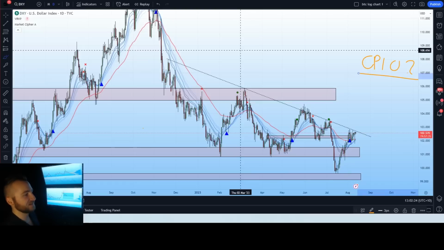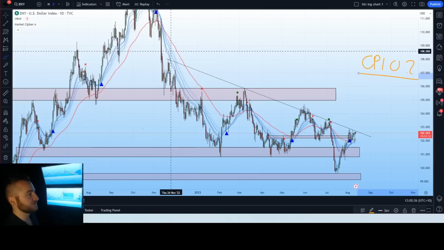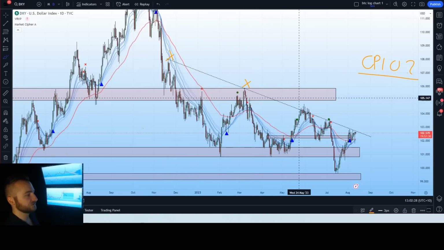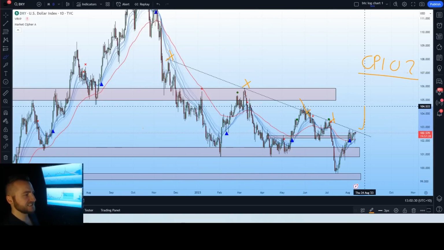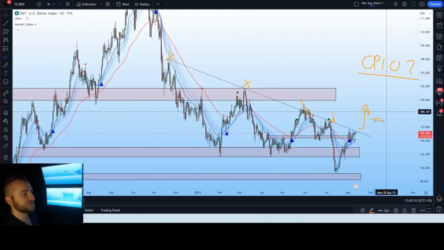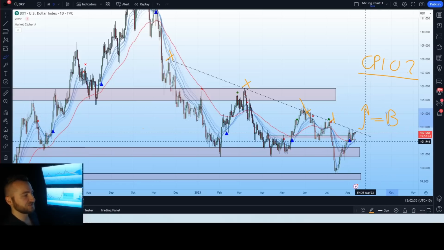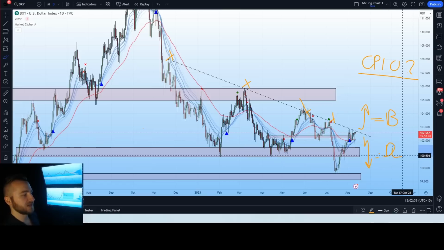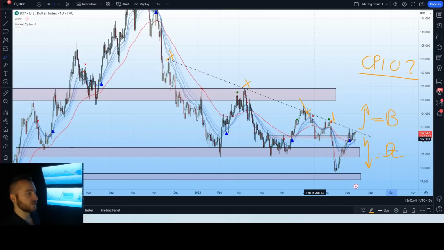Looking at the DXY, everything from a structural perspective remains. If we break above this downtrending resistance, we expect a continuation upwards, and that would be bearish for asset prices. If we see a break toward the downside, that will be bullish for our asset prices, so watch out for all those things to occur.